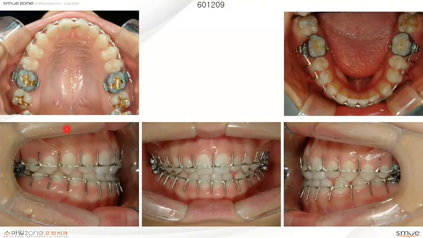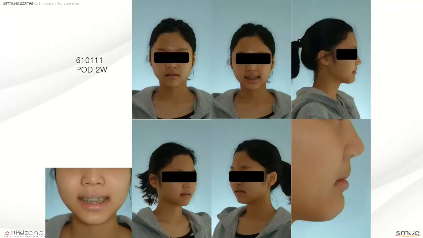And this is so-called surgical wires. So surgery was done. It's a POD, post-operation day, 2 weeks. So 2 weeks after the surgery.